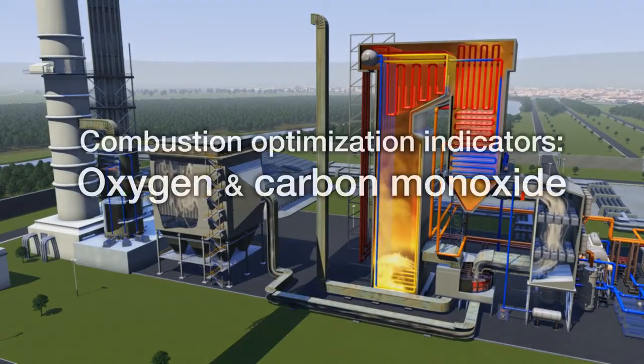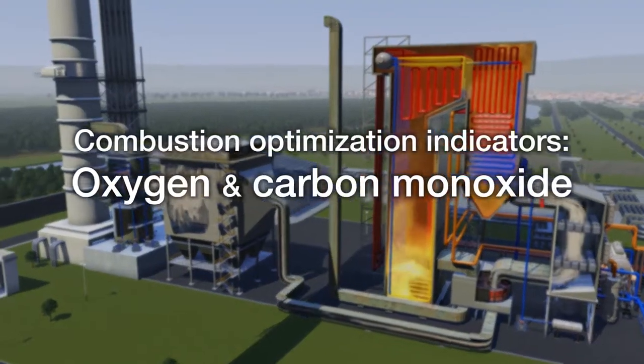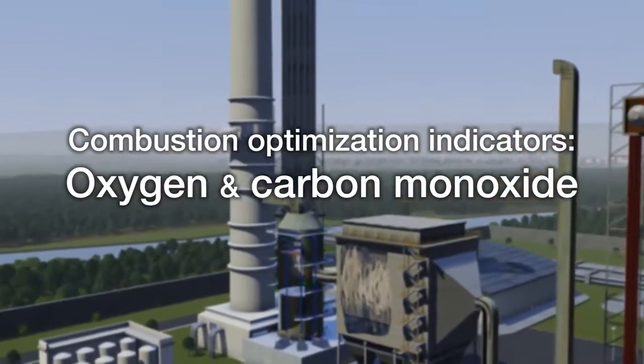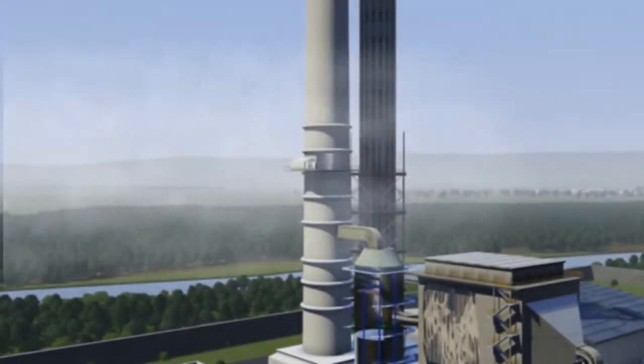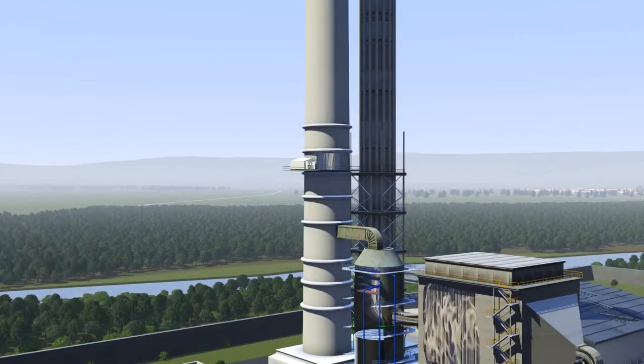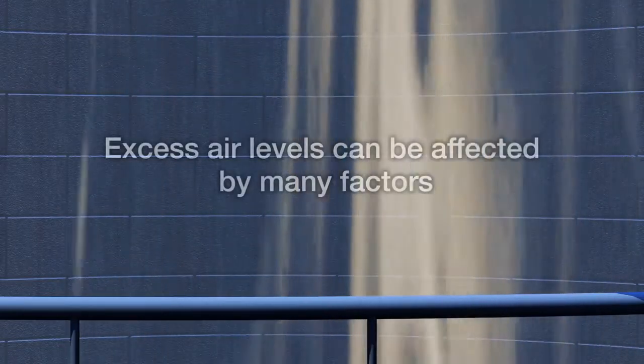Two gases that provide a particularly good indicator for combustion optimization are oxygen and carbon monoxide. Accounting for approximately 21% of the composition of atmospheric air, oxygen provides an excellent indicator for regulating excess air.